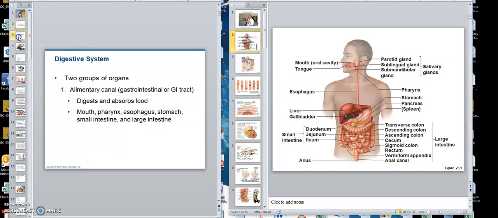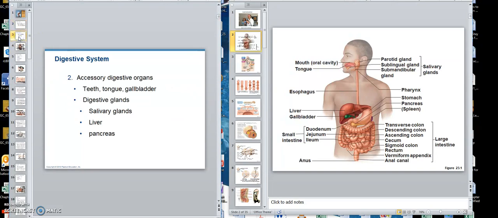But then we have some accessory structures that are contributing to that tube. For example, the teeth, the tongue, the gallbladder, the salivary glands, the liver and the pancreas. And these send fluids into the alimentary canal to assist with digestion, absorption, and so forth. So we have the actual canal itself, the tube, and then we have these accessory structures that send chemicals into the tube, shall we say.